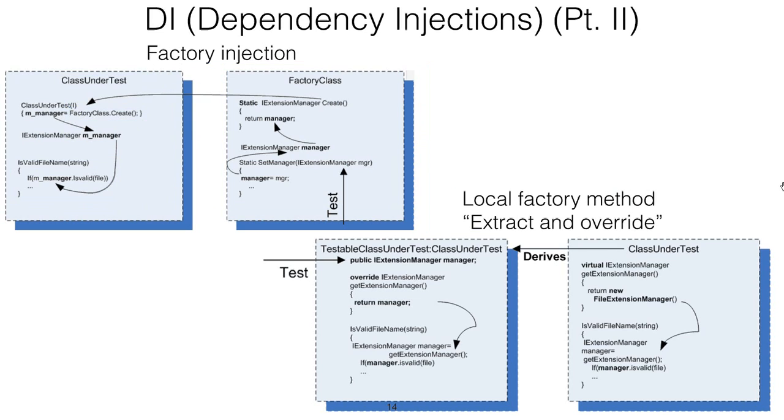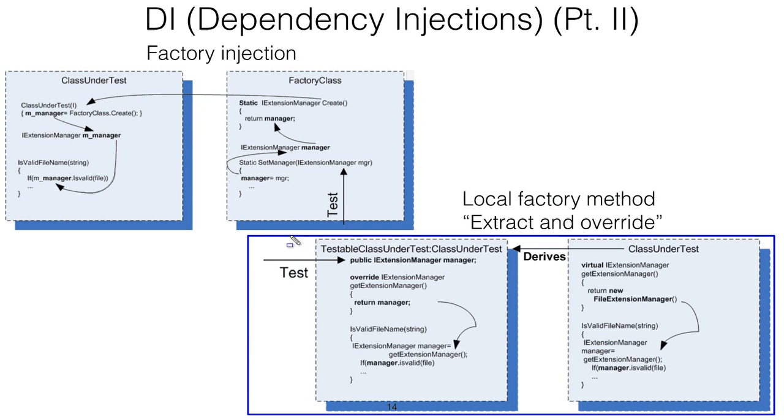Also, we have another way to introduce the dependencies into our code. It is called extract and override method. The idea is rather simple. We just create the class that is derived from our class under test, and then simply override the method getExtensionManager to provide the extension manager which we want for our purpose. In our case, it's purposes of testing.